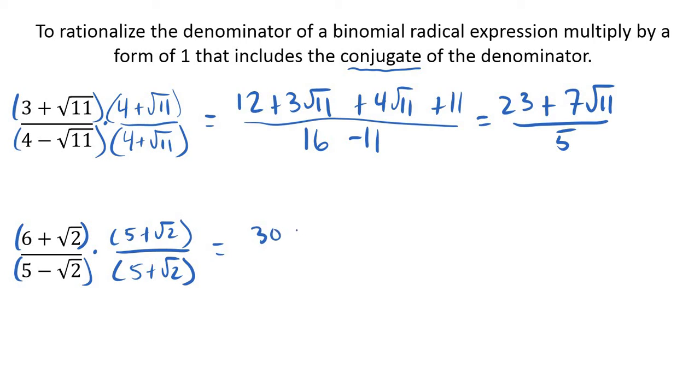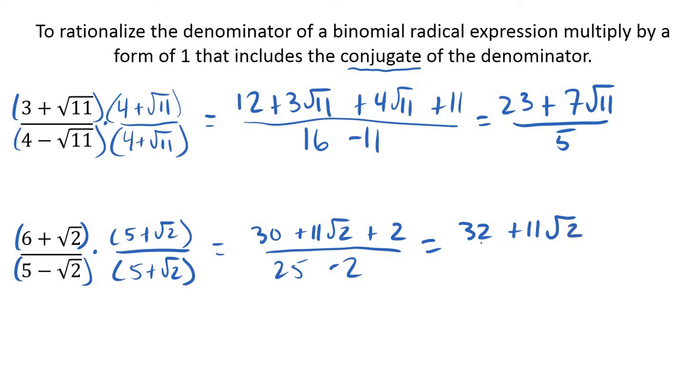So 30, I'm going to kind of shorthand this one a little bit. So 30 plus 5 root 2 plus 6 root 2. So that's plus 11 root 2. Root 2 times root 2, of course, is just 2. And on the bottom, we get 25 minus 2. Hopefully you can kind of see where those are coming from. So 32 plus 11 root 2 over 23. There would be our final answer, okay?